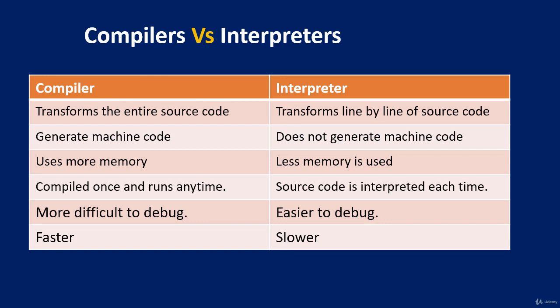Compiled languages run once. So once you've compiled it, you can run it anywhere because it's already been compiled. While with the interpreter, the source code has to be interpreted each time you run the file. Compiled languages are more difficult, because it's harder to find problems or debug issues, while the interpreter is much easier to debug. The compiler is faster and the interpreter is much slower. So these are some key differences between compilers and interpreters.